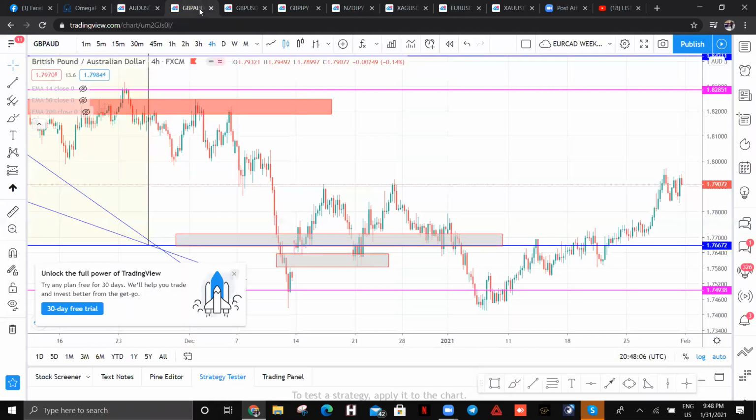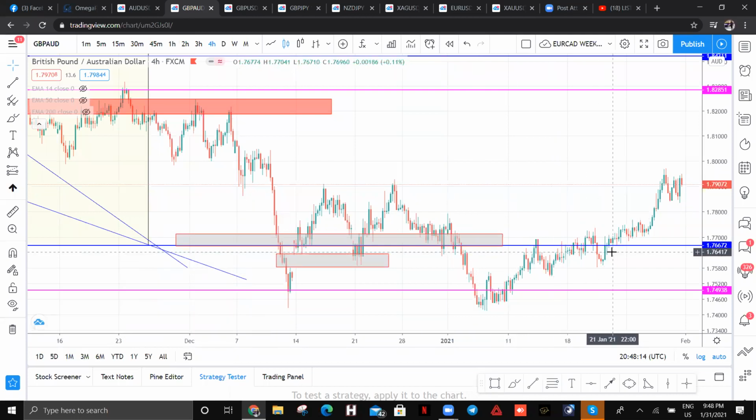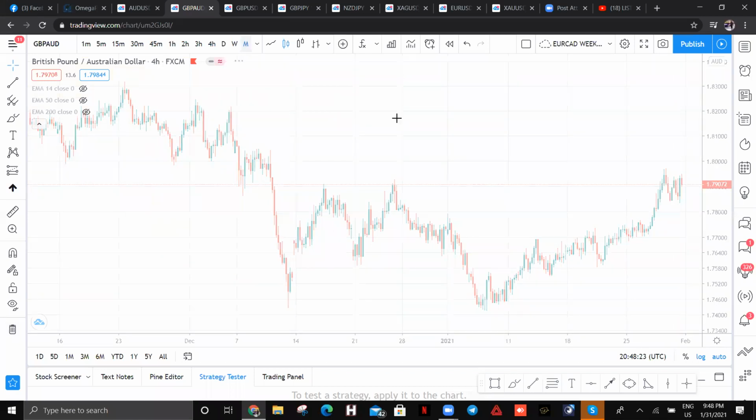Now GBP AUD. Let me delete this. This is still a rectangle. You can see the way we expected the rectangle. This one closed below, just buying to the next pivot. But let me use zoning because I want to be teaching with zoning. So we come to the monthly.